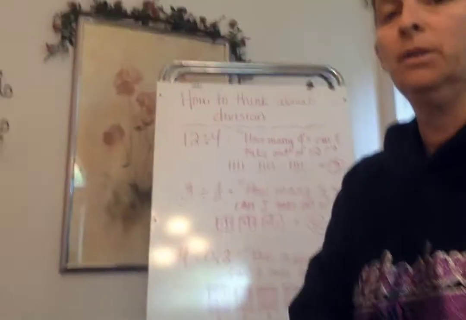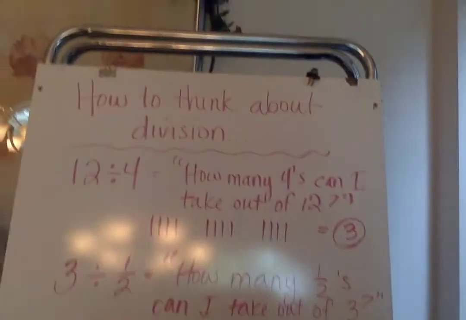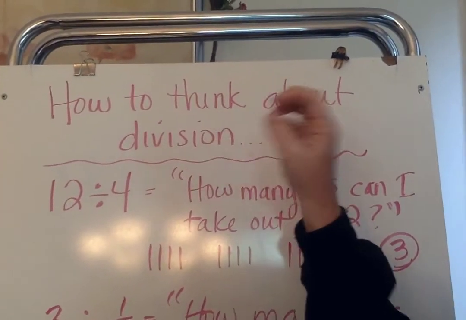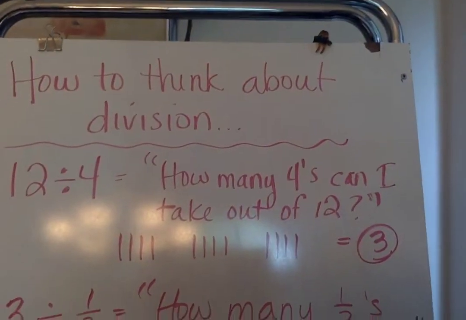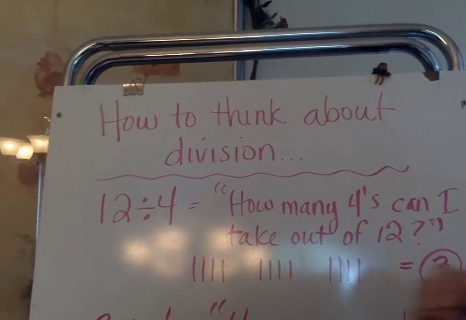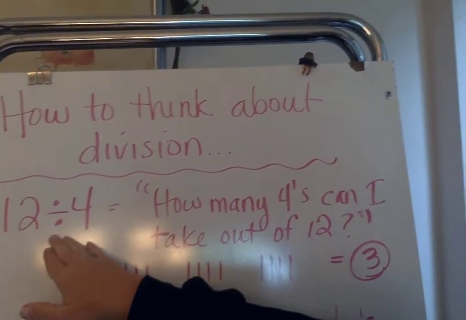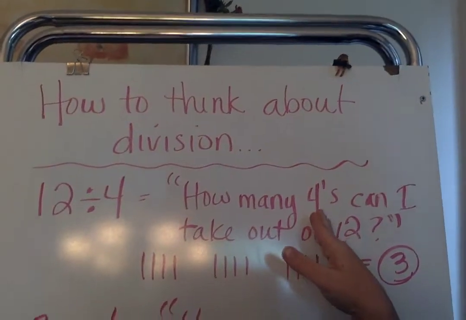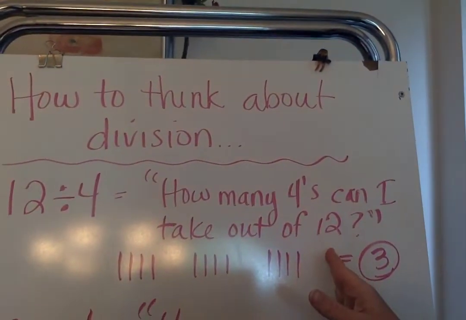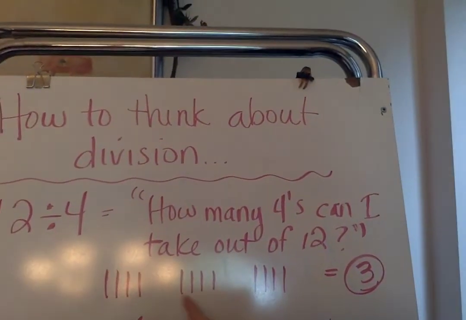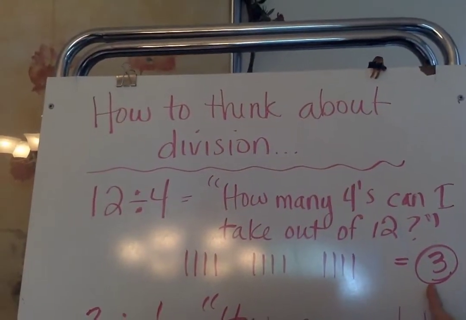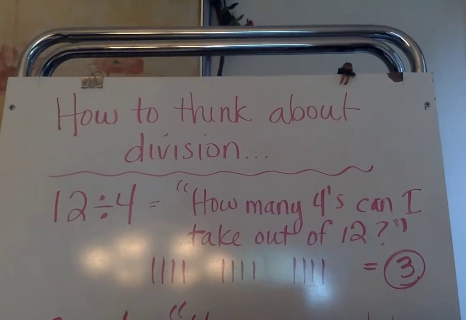Okay, so I'm going to get a little closer so you can read here. All right, so let's think about this. How do we think about division? If you remember, we talked about this when we did fractions as division. If we're thinking about a division problem, 12 divided by 4, I want you to think about how many 4s can I get out of 12. So here's my 4s. I can get 3 sets of 4 out of 12. Sometimes it'll work without having any leftovers like here. Sometimes you'll have some leftovers.